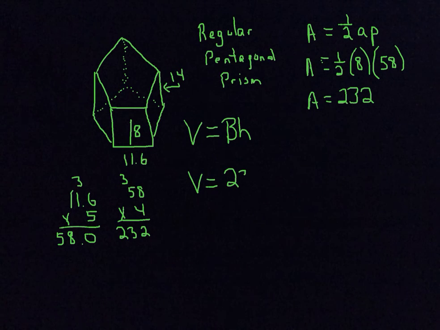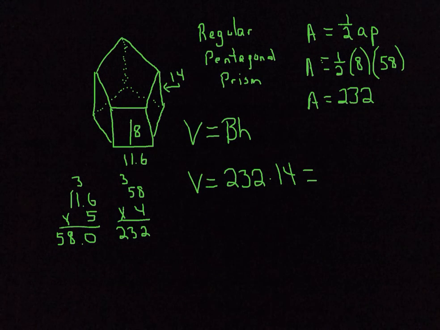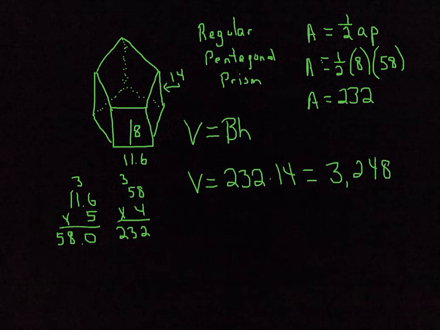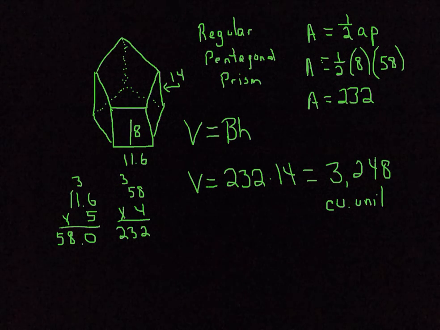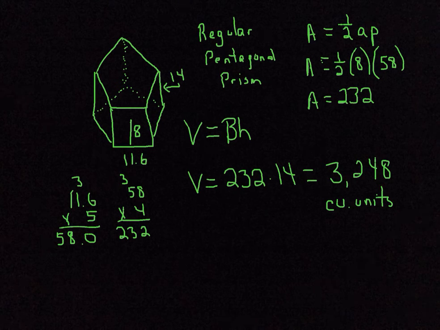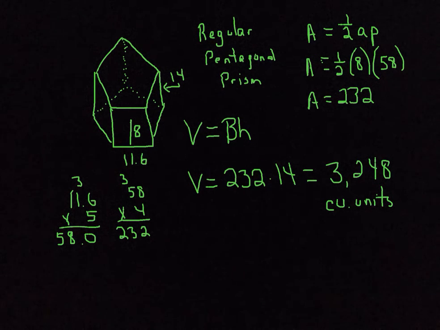So volume is 232 times the height, times 14, and I'm going to get my calculator for this particular calculation. And that is going to be 3,248 cubic units. All right. So the key for finding volume is you just really need to be really good at finding the area of the base and remembering your formulas for finding the area of the base, or at least looking them up and figuring it out, and then multiplying it by the height. So the key again for finding volume of prisms would be to be really good at knowing how to find the area of a base.